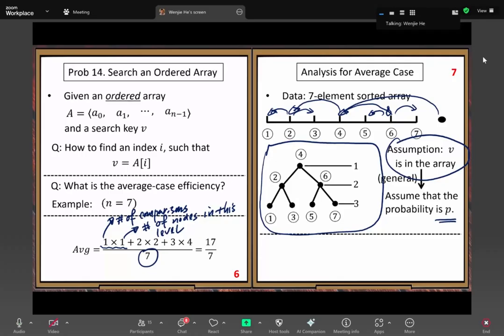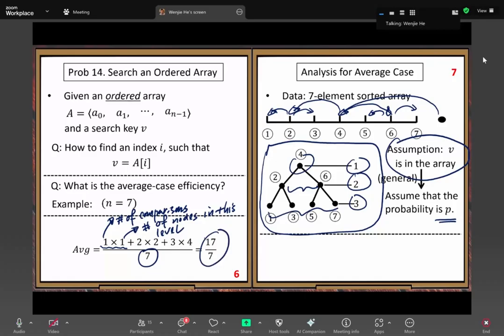So the first term, the number of comparisons is 1, and the number of nodes is only 1 in this level, so that's why 1 times 1. Then the second term, the number of comparisons 2, and how many nodes in this level? There are node number 2 and node number 6, only 2 nodes. That's why 2 times 2. And the third term, the number of comparisons 3, and there are 4 nodes, so 3 times 4. Then you add them together.